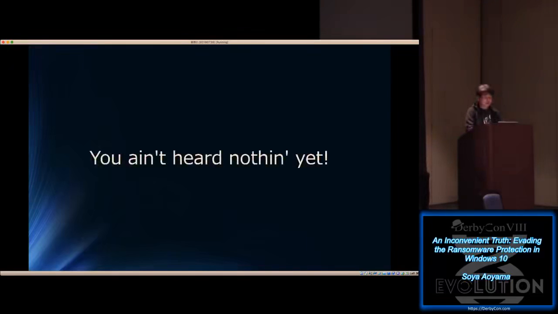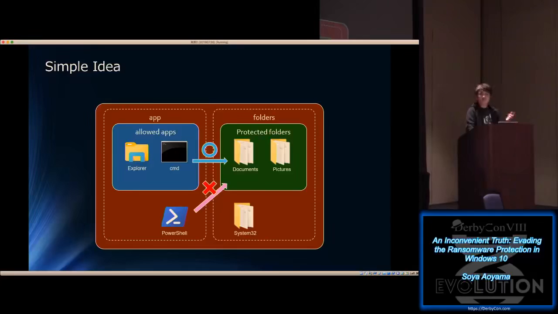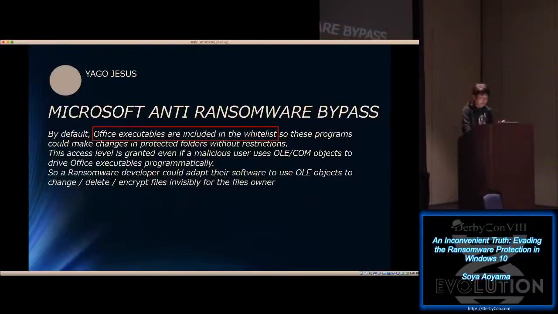Now, I found a vulnerability of ransomware protection. It's a simple idea. We can access protected folders by injecting malware into allowed apps. And there was similar research. Yamo's idea is using Microsoft Office. He succeeded in accessing the protected folder using an OLE object with embedded malware. My method is simpler and more effective. I'll show you in a demonstration from now.